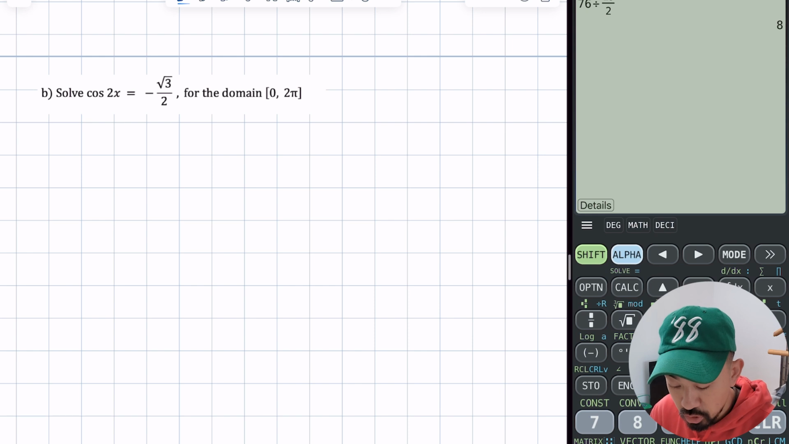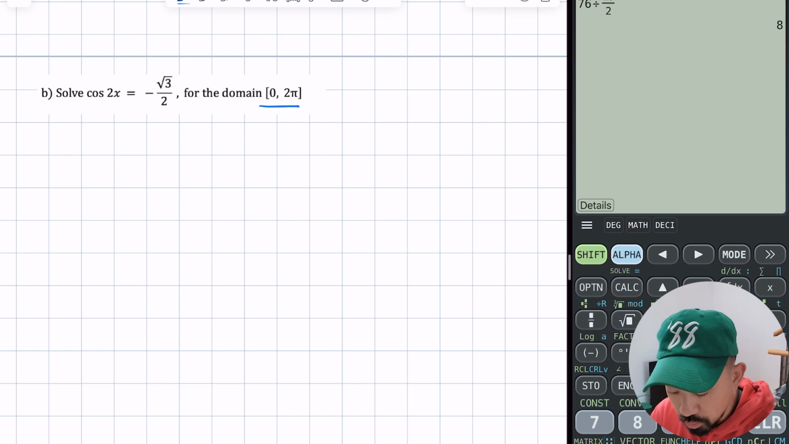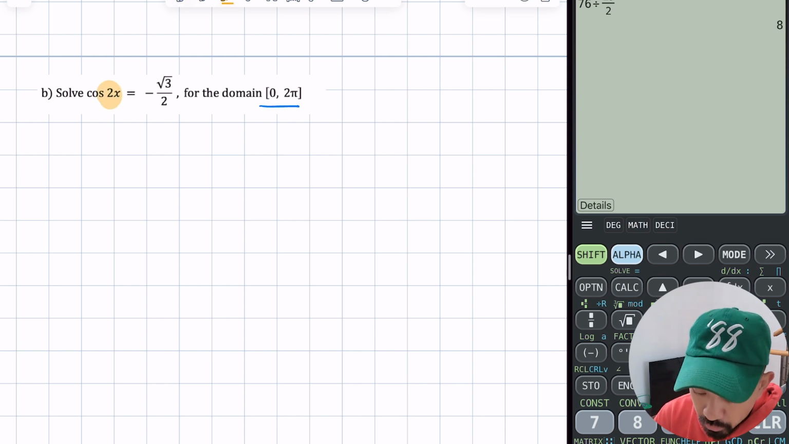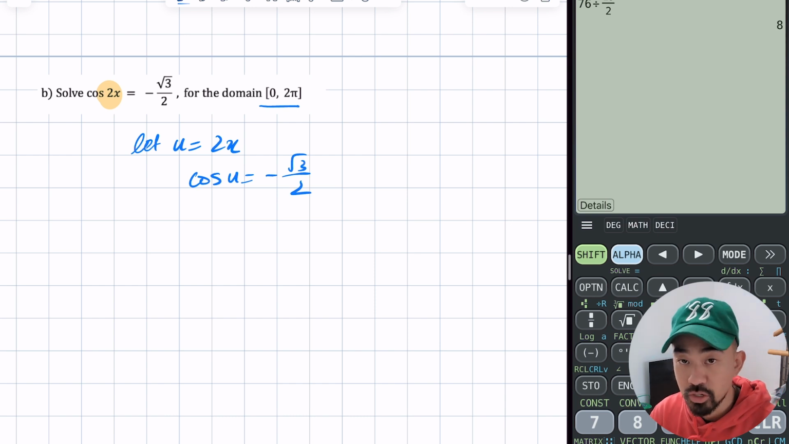Okay, here's the next question. Solve cos 2x is equal to minus root 3 on 2 in the domain of 0 to 2 pi. Okay, now these trig equations are usually pretty straightforward unless that is not just x by itself. But we can make it something like that. So I can say let u equal to 2x. So cos u is equal to minus root 3 on 2. Okay, and then I can kind of solve it like I normally would.